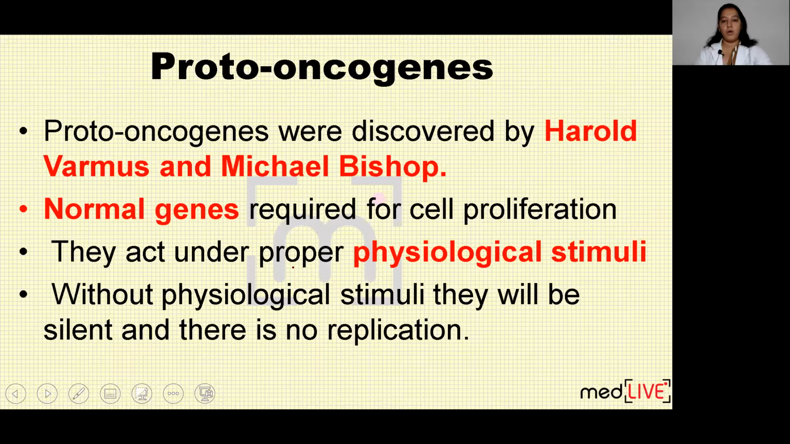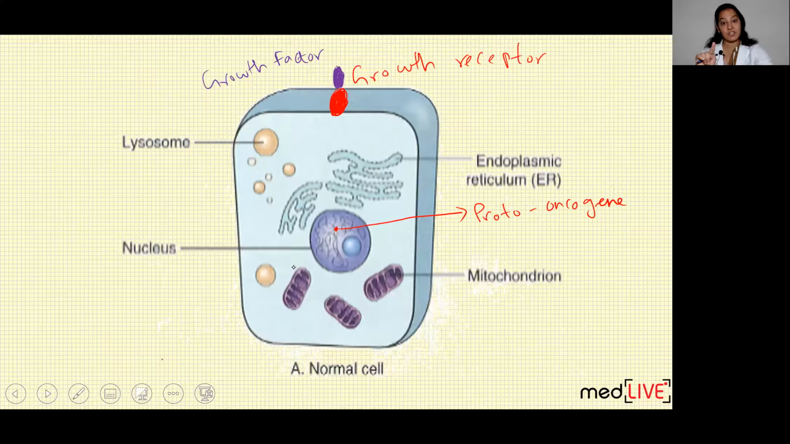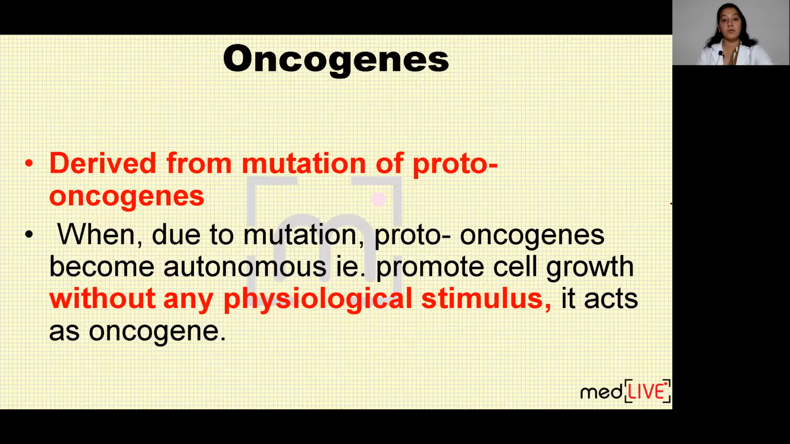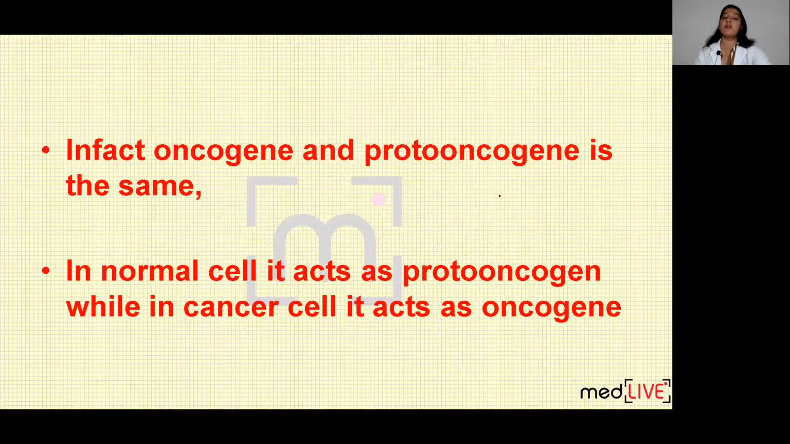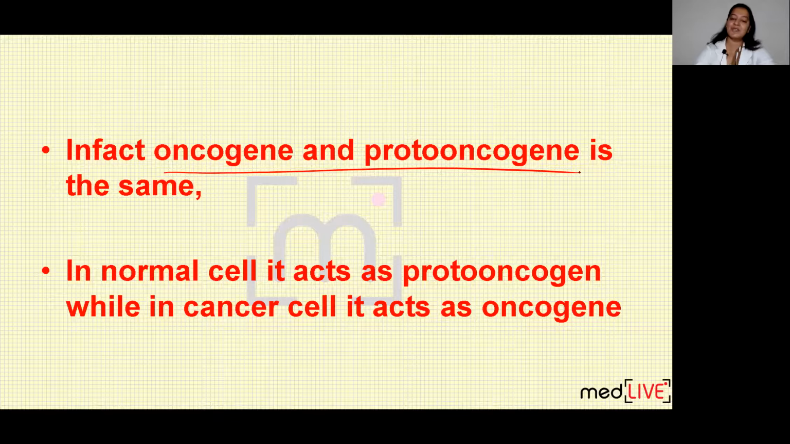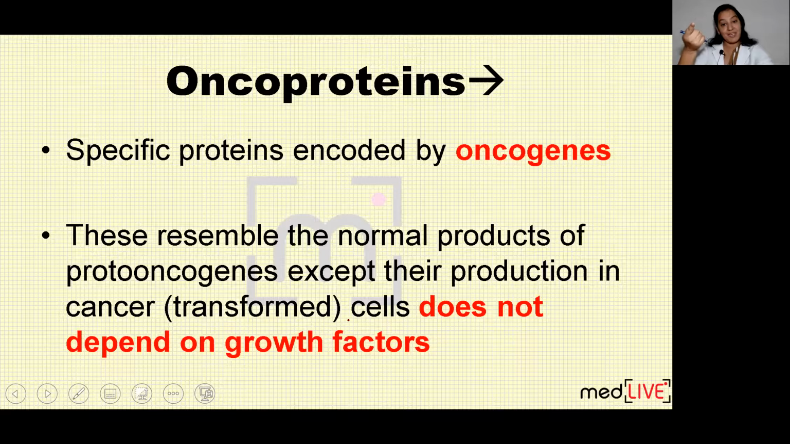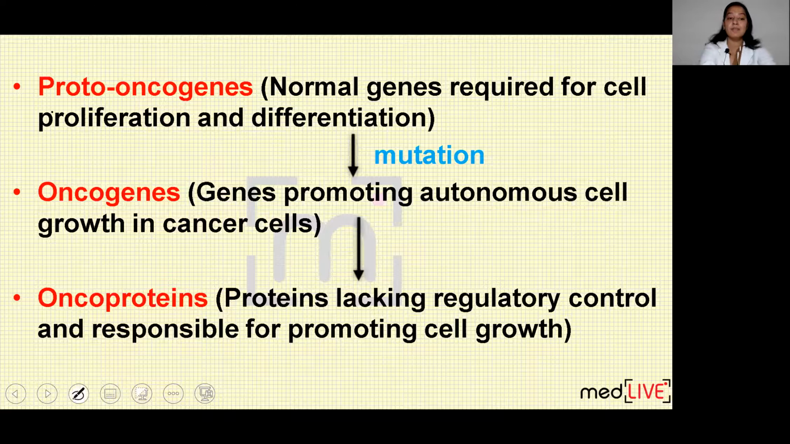Proto-oncogenes are the normal genes which occur under normal stimulus. When growth factor comes, then only they will be stimulated, and then only they will cause mitosis. But when mutation occurs, they form another gene which is known as oncogene. So oncogene is a mutated product of proto-oncogene. We can say oncogene and proto-oncogene are one and the same thing, but proto-oncogene is present in normal cell and oncogene is present in cancer cell. Once proto-oncogene gets mutated, it forms oncogene. The only difference between the two is that proto-oncogene works under stimulus. That is, only when growth factor comes do they get stimulated.